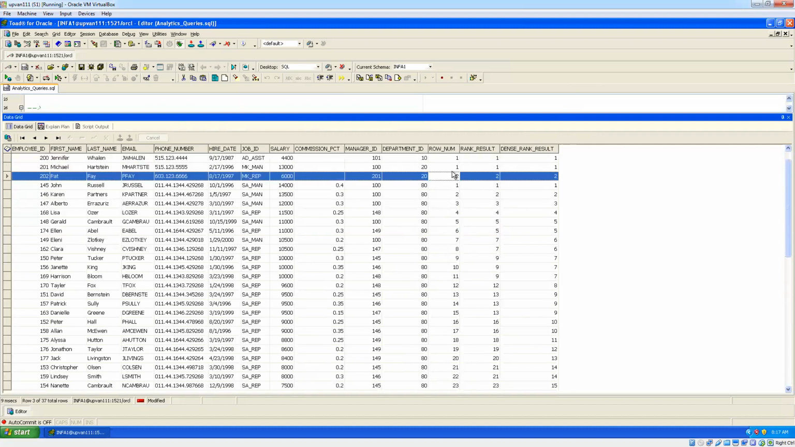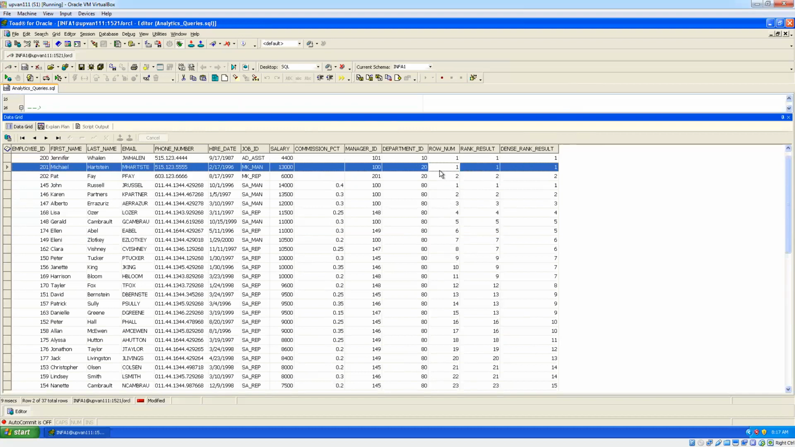What is the value of row number corresponding to both of them? 1 and 2. What is the result of rank? 1 and 2, because both of the salaries are different. One is 13,000 and the other one is 6,000. So the value of row number, rank, and dense rank will be similar in these cases.